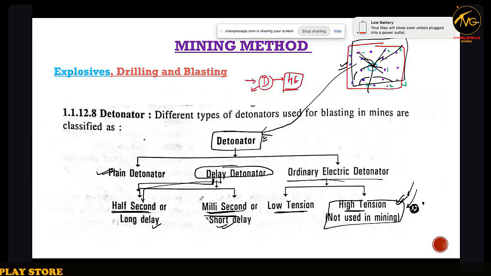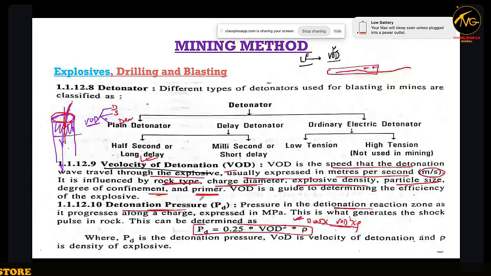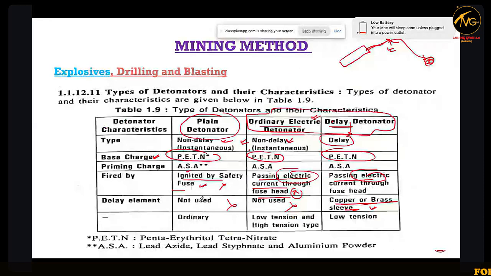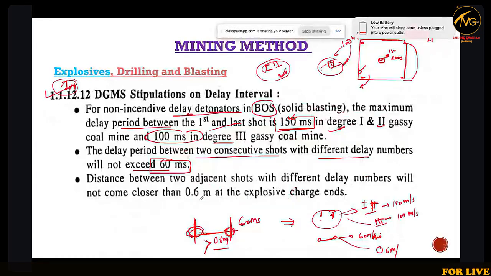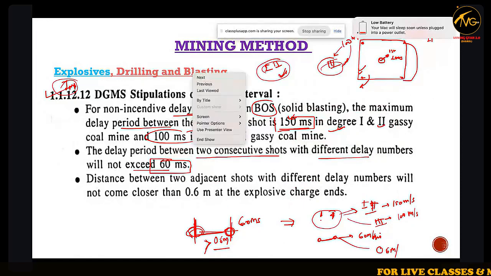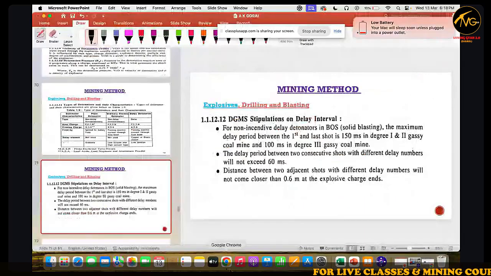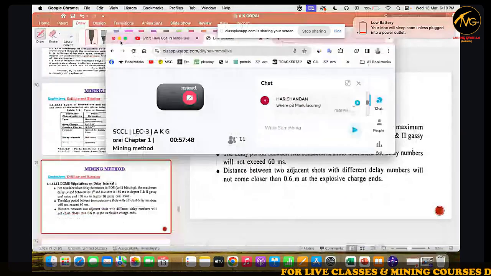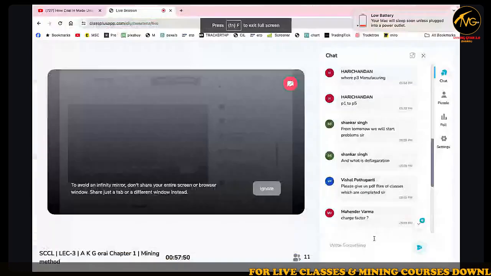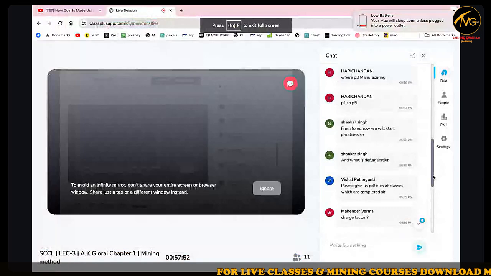Then we use detonators: plain detonator, delayed detonator, ordinary electrical detonator. Then we have discussed type, base, fire, delay, and DGMS stipulation. So now comment if there is anything you want to say. Otherwise tomorrow we will revise, so we can solve.